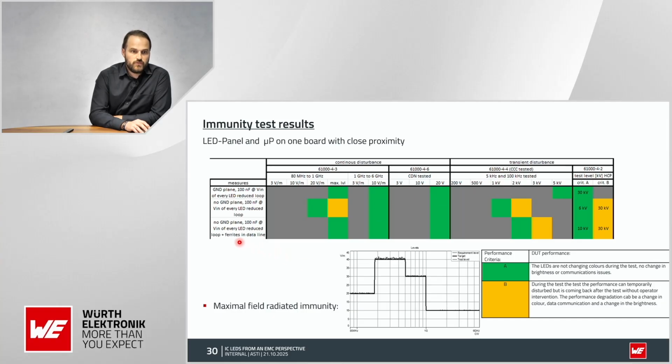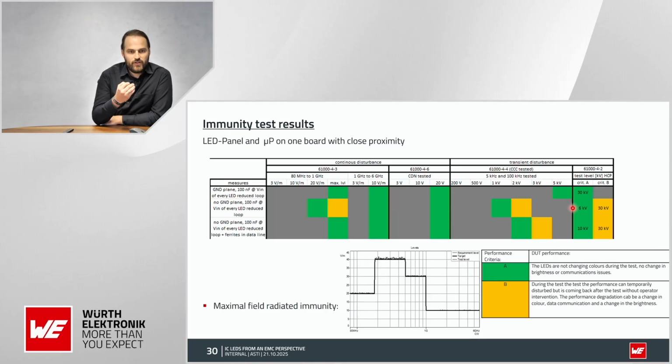When we now go to the board without a ground plane and without ferrite, we only pass 20 volts per meter for the radiated immunity. Afterwards, we get an influence when we have higher levels. When we go for the burst testing, we can pass criteria A without any loss of performance up to 1 kilovolt, and ESD for the horizontal coupling plane up to 6 kilovolts without performance loss.